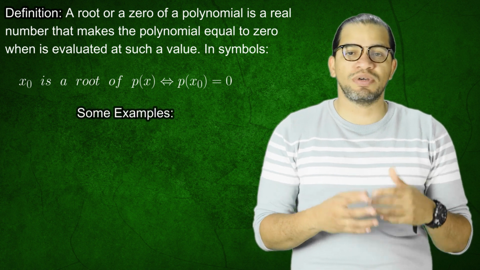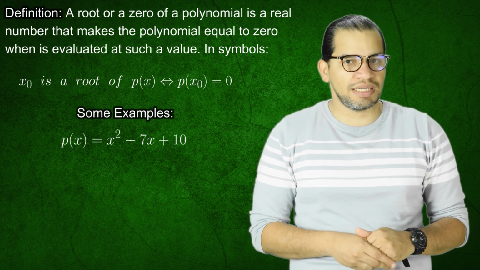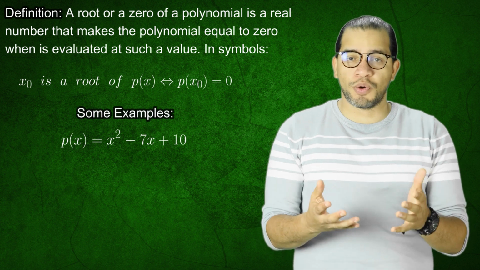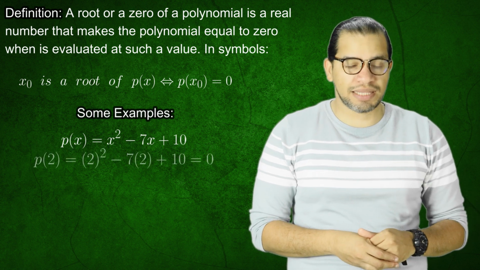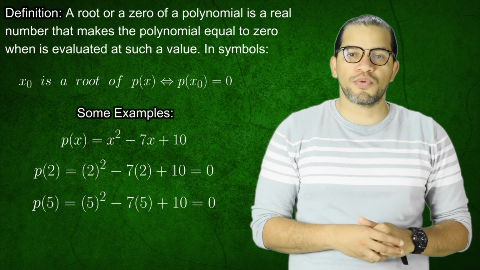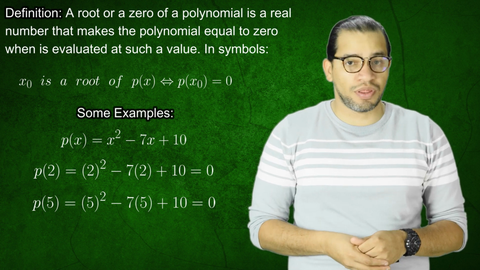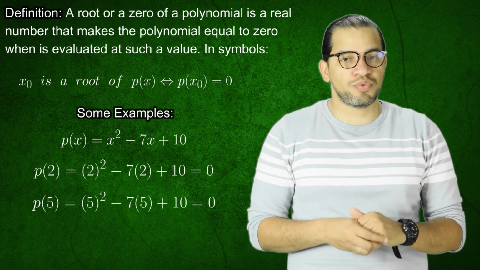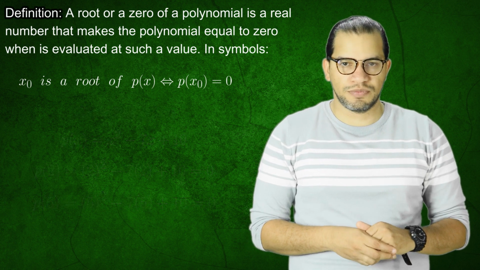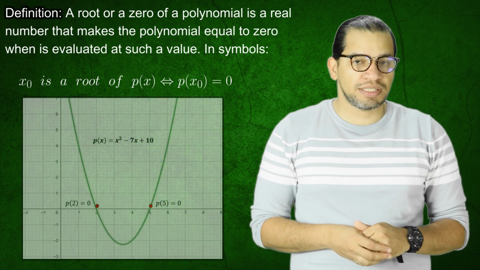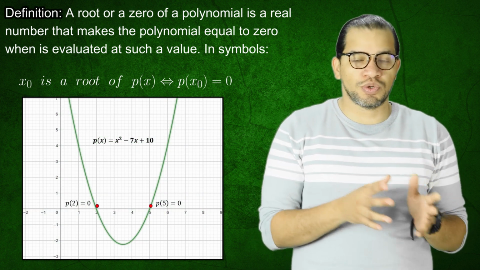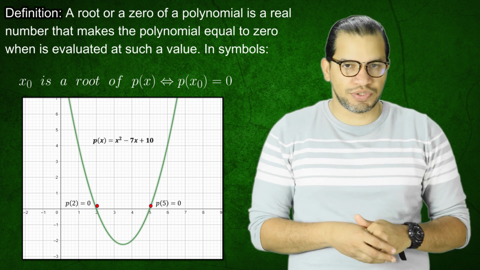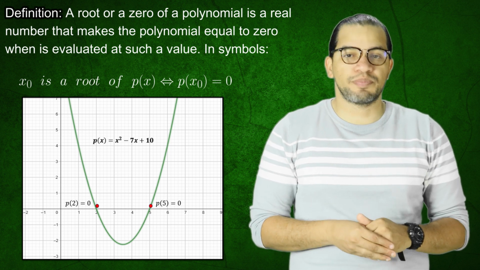For instance, if we take the polynomial p of x equal x squared minus 7x plus 10, we notice that p of 2 and p of 5 are both equal 0. Thus, x equal 2 and x equal 5 are roots of the polynomial. We can also notice that x equal 2 and x equal 5 are both x-intercepts of the polynomial p of x.